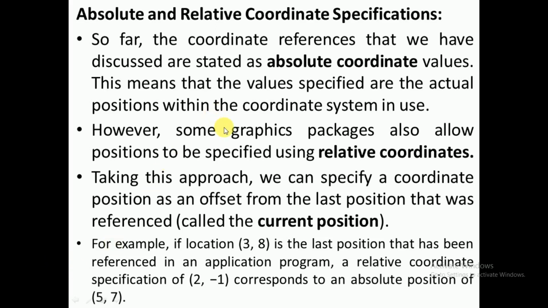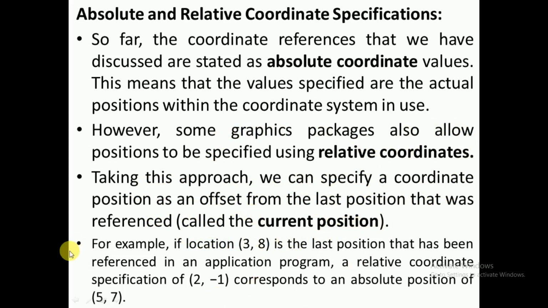If I mention 100, 100, it means 100 pixels in the x direction and 100 pixels in the y direction. Where that 100, 100 comes, that is the actual pixel. That is the meaning: the values specified are the actual positions within the coordinate system in use. That is the absolute coordinate system. However, some graphics packages also allow positions to be specified using relative coordinates. What do you mean by relative coordinates? Taking this approach, we can specify a coordinate position as an offset from the last position that was referenced, called the current position.